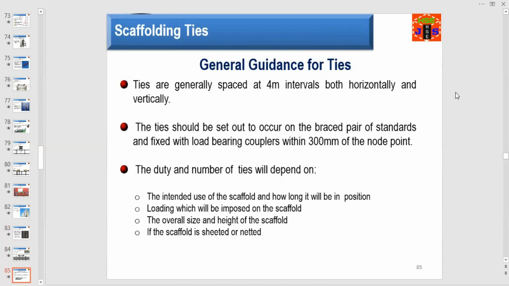The duty and number of ties will depend on the intended use of the scaffold and how long it will be in position, the loading which will be imposed on the scaffold, the overall size and height of the scaffold, and whether the scaffold is sheeted or netted. These are the important points, and you can use different types of ties based on these configurations, requirements, or conditions.